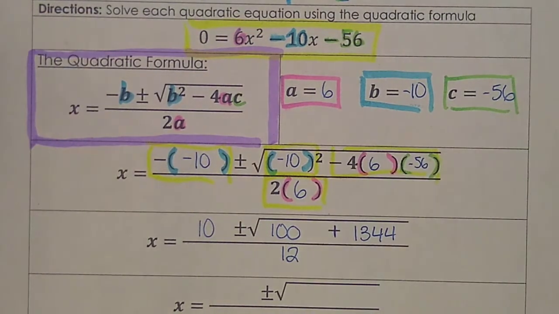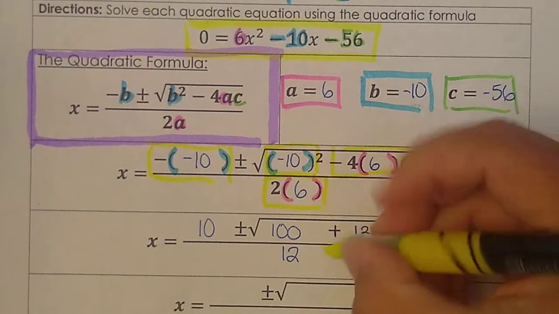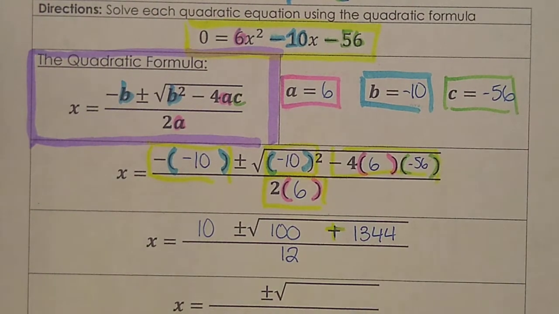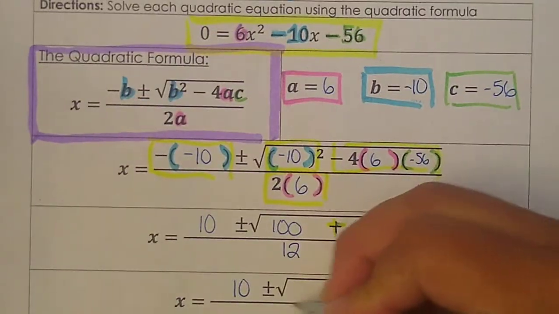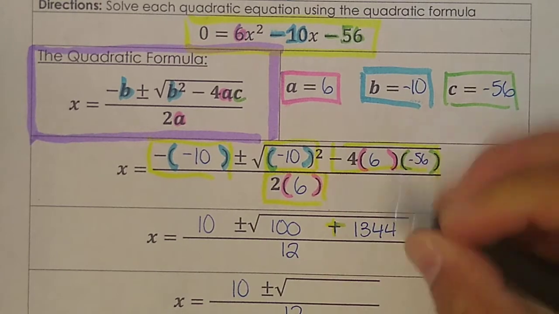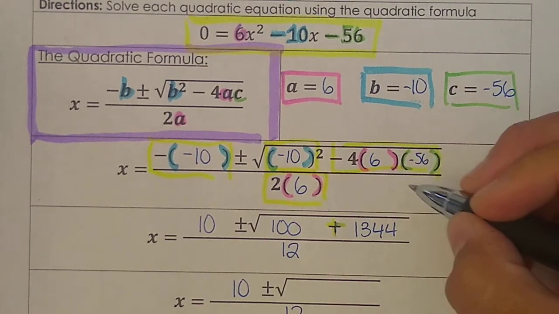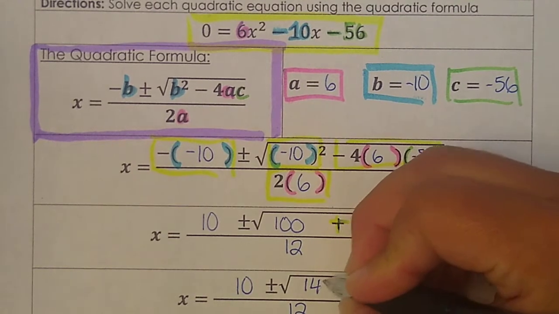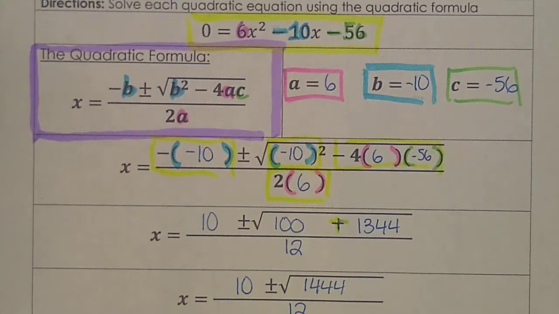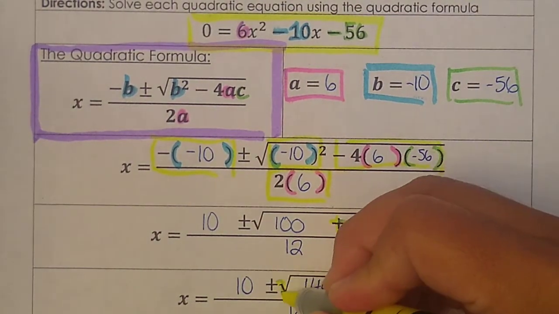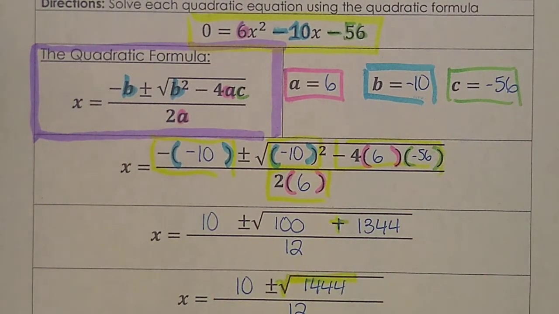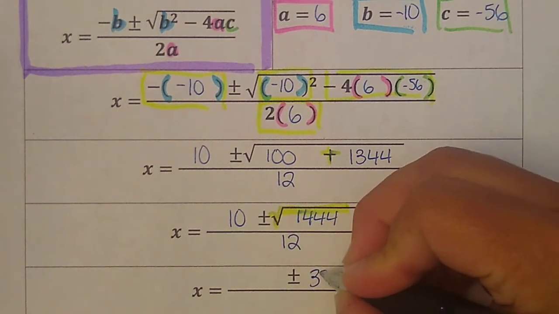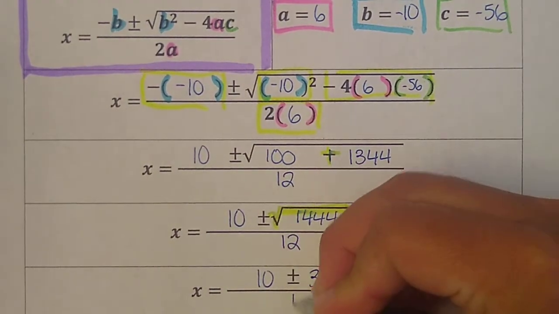Now, next step, do my addition. 100 plus 1,344. Everything else stays the same. 10 stays, 12 stays, 1,000 plus 100 plus 1,344 is 1,444. Next step, I take care of the square root. So the square root of 1,444 is 38. Everything else stays the same.